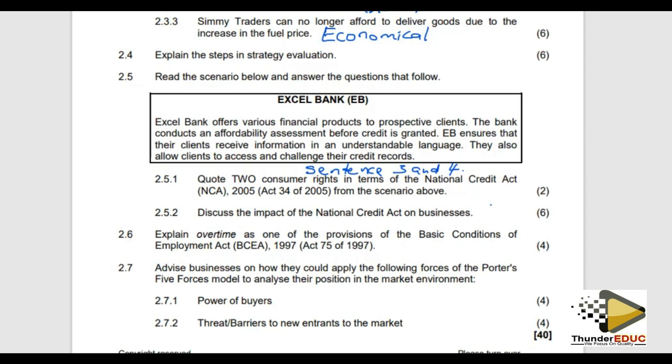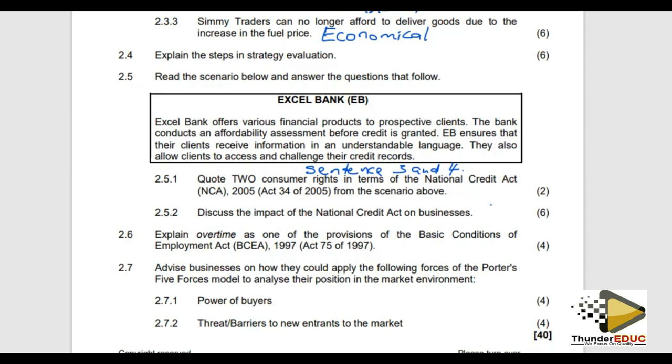So now, the last one, which is sentence number four: they also allow clients to access and challenge their credit records, which is also very understandable. So now, let's move on to 2.5.2, discuss the impact of the National Credit Act on businesses.